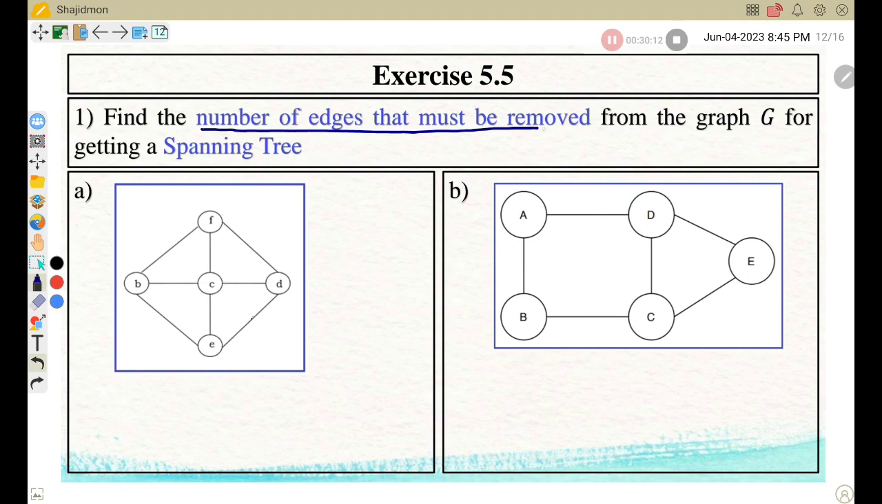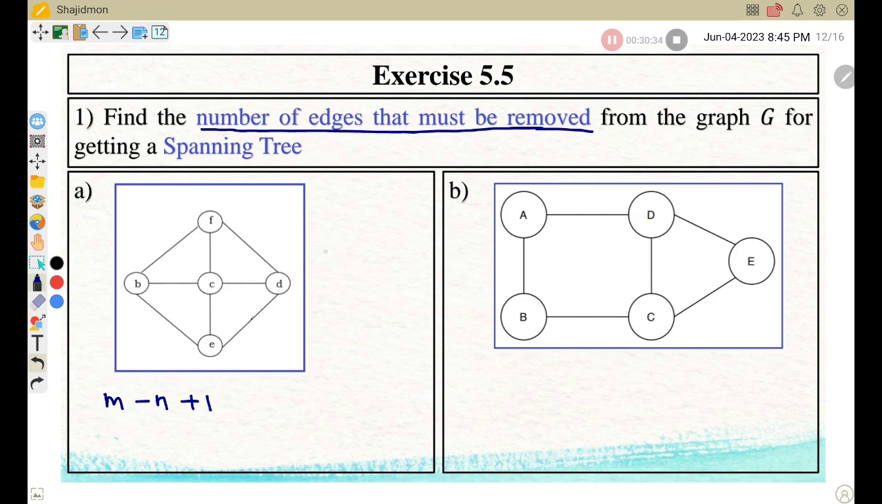You remember this rule we studied. The number of edges that must be removed from a graph G for getting a spanning tree. What is the rule we studied? M minus n plus 1, correct? The number of edges removed from a graph G for getting a spanning tree is M minus n plus 1.